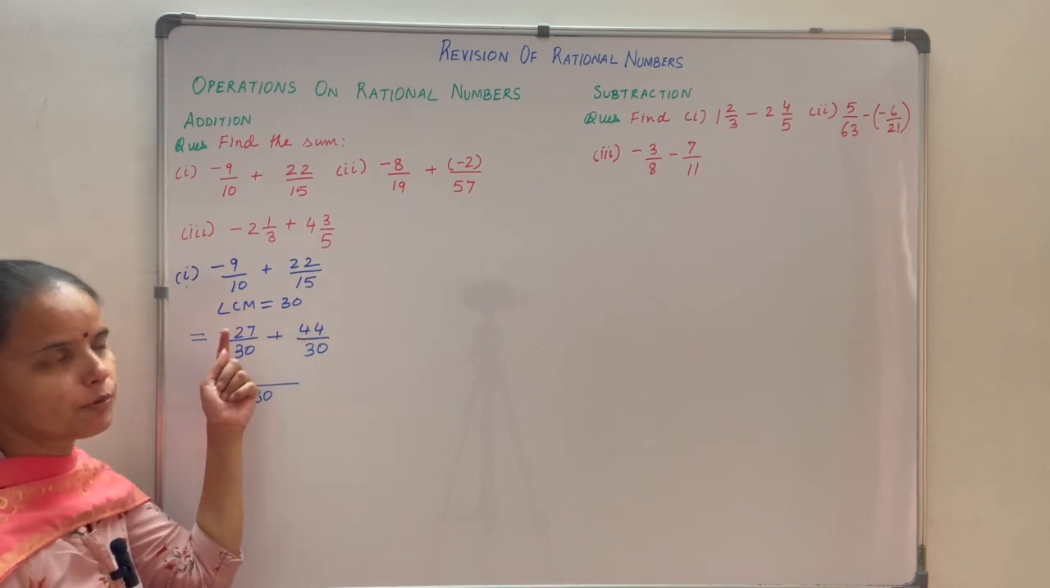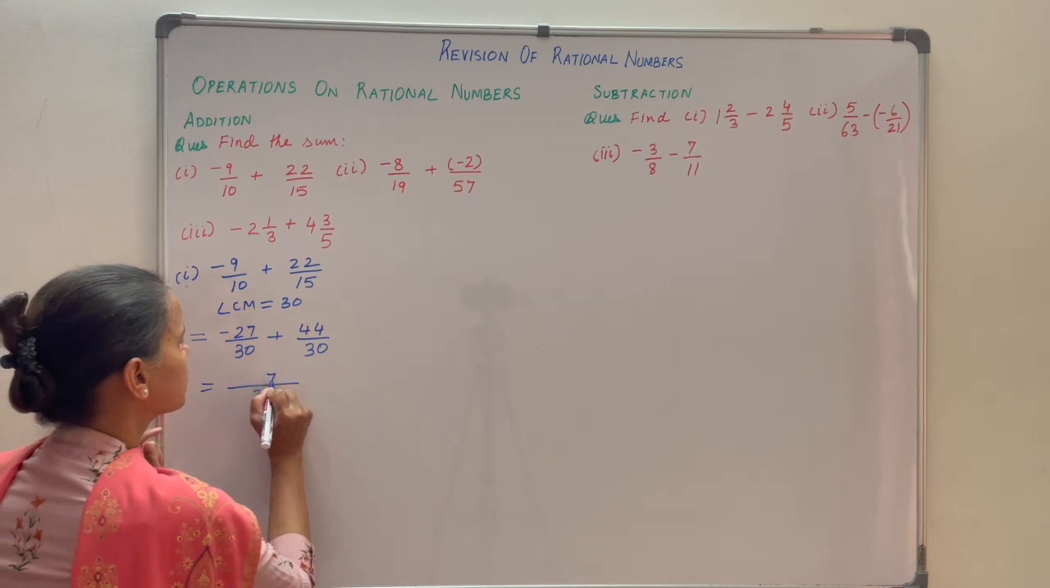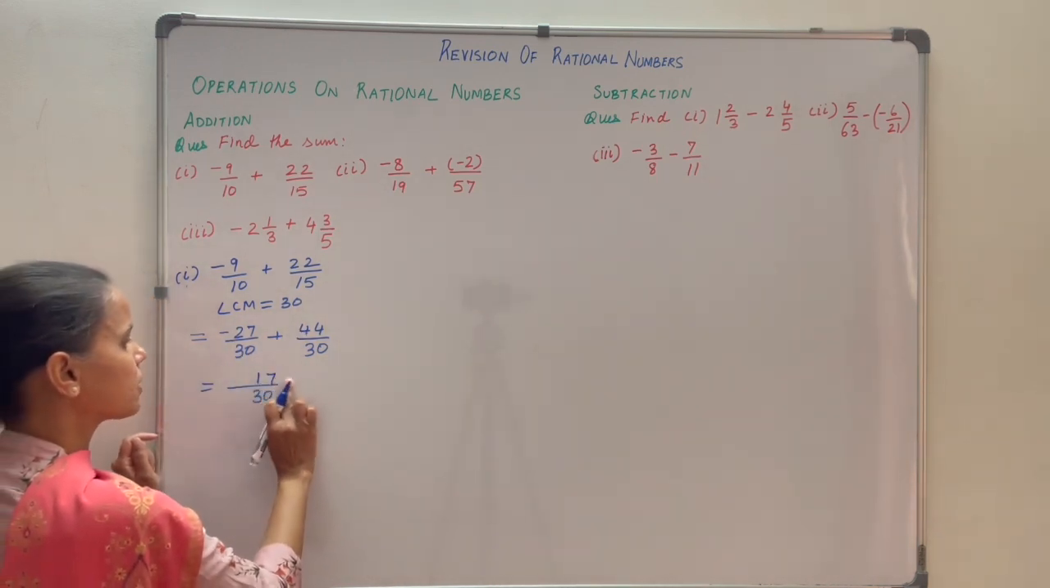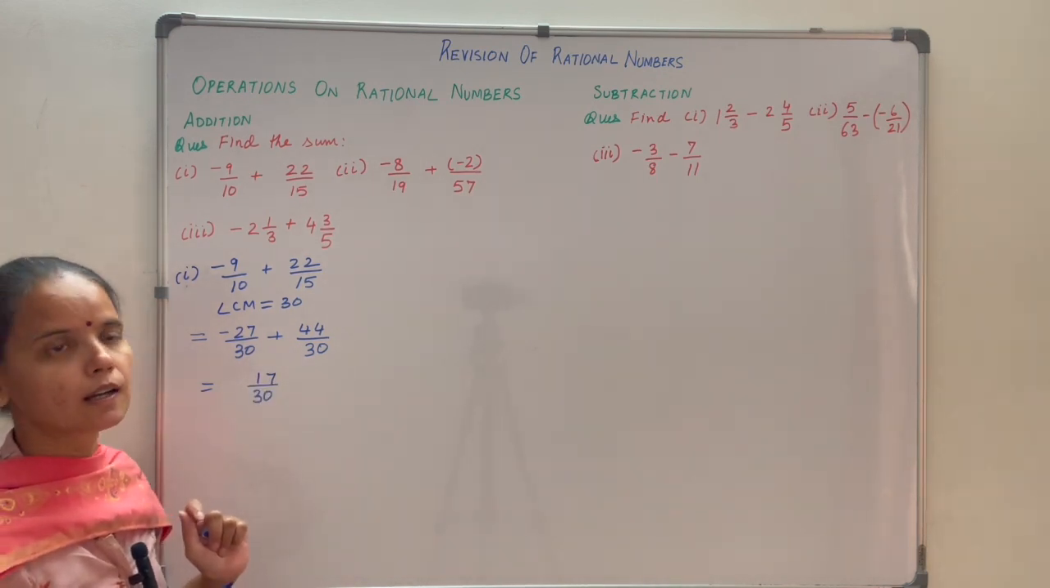Now you need to subtract the smaller number from the greater number. So 14 minus 7 is 7. 3 minus 2 is 1, and the sign is positive, so the result is positive. So 17 by 30 is the rational number.